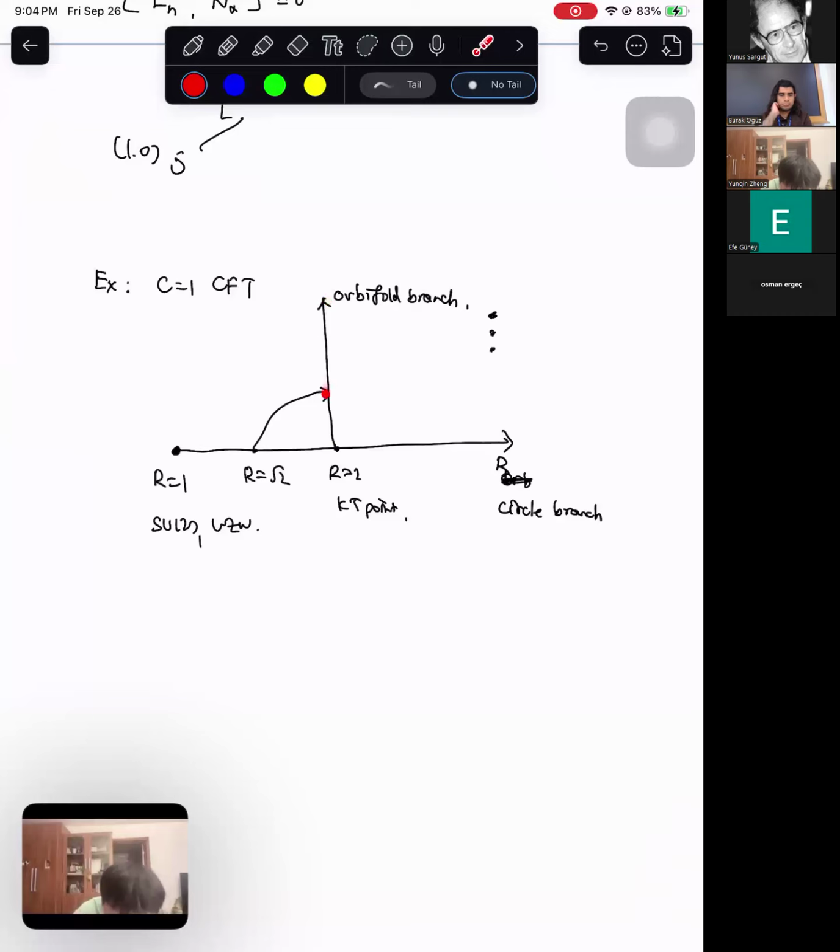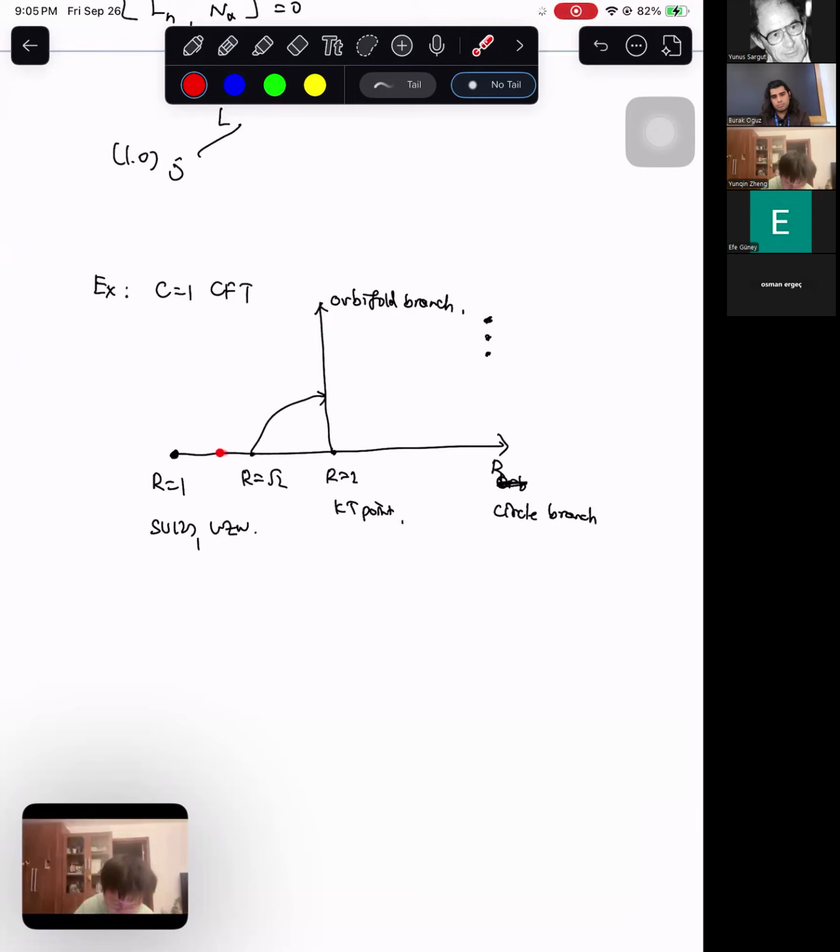gauging the charge conjugation. For the orbifold branch, we already see that on its vertical axis there are the cosine symmetries. They are precisely the cosine symmetries because in the theory on the circle branch there is a U(1) times U(1) symmetry, and there is a charge conjugation. Going from here to here, the charge conjugation is gauged, and the two U(1) symmetries become cosine symmetries.